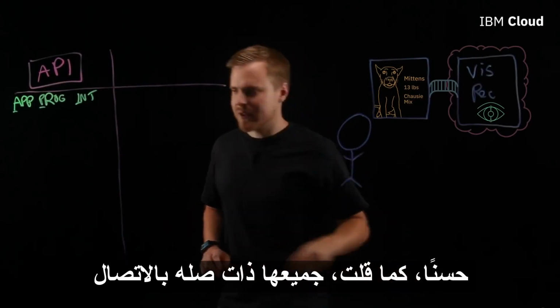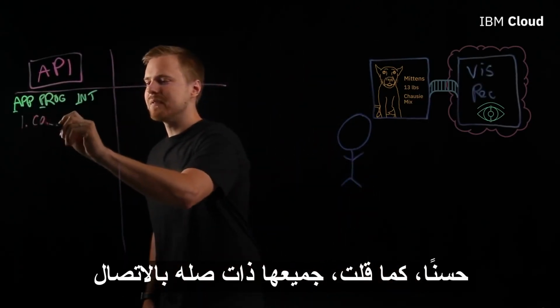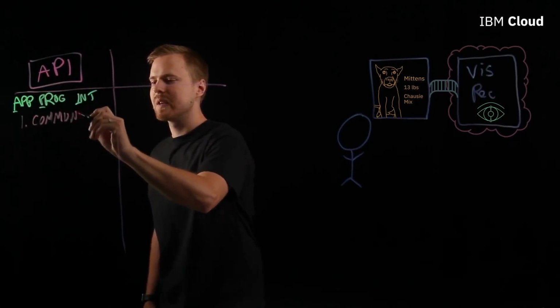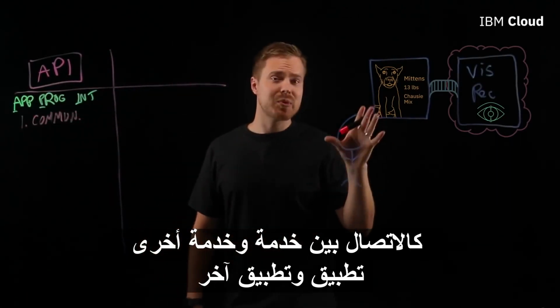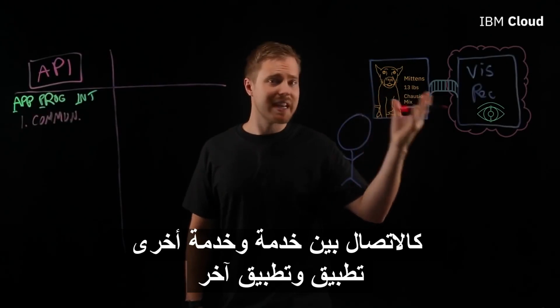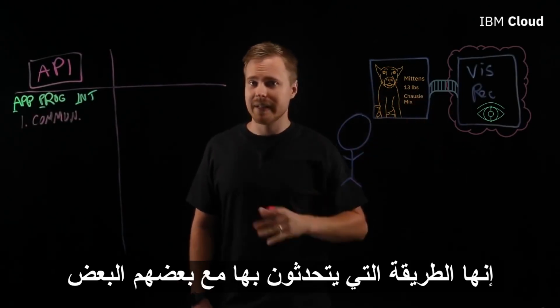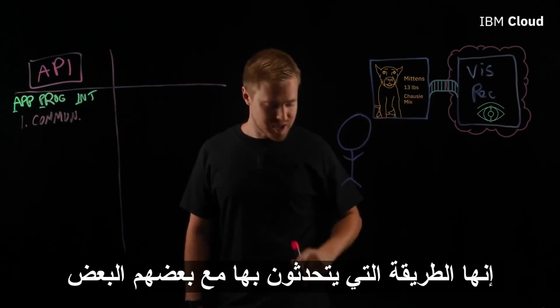And what are some of the aspects of APIs that make them useful? Well, like I said, they're all about communication. So communicating between a service and another service, an app and another app, it's how they talk to each other.